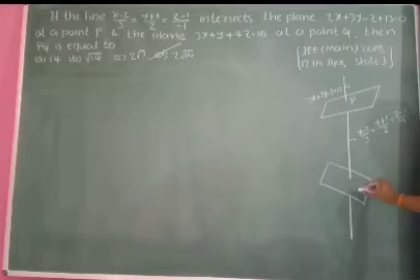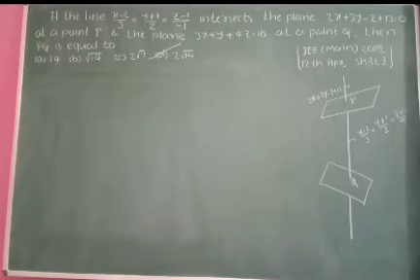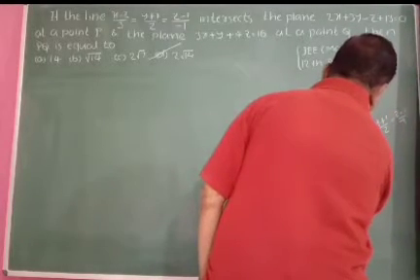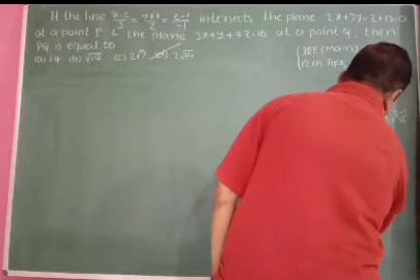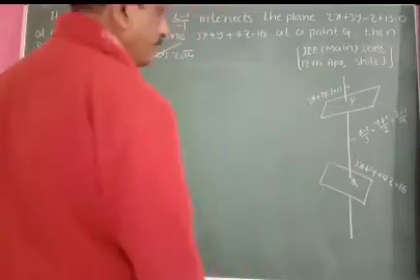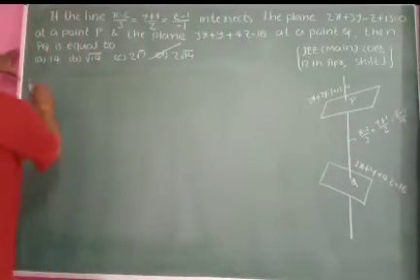The line meets the second plane at the point Q. The equation of the second plane is 3x plus y plus 4z equal to 16. Find the distance between the points P and Q. Therefore, take your solution.